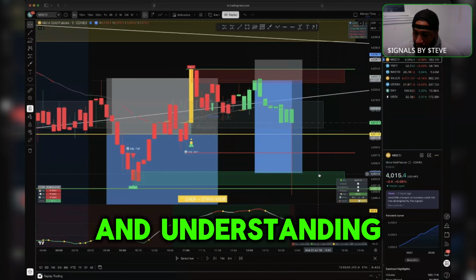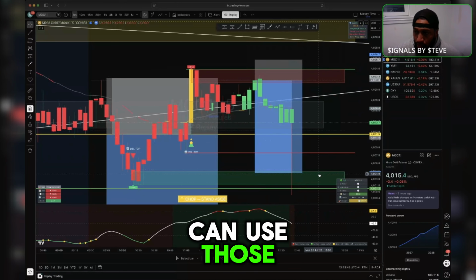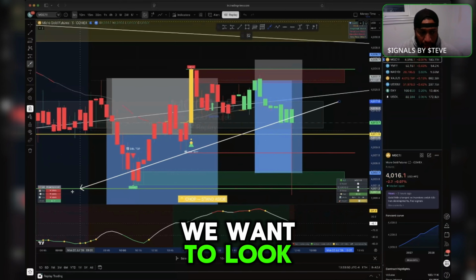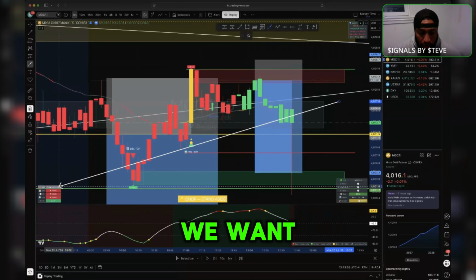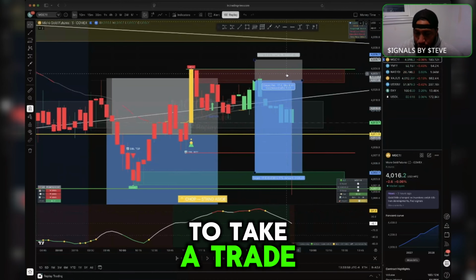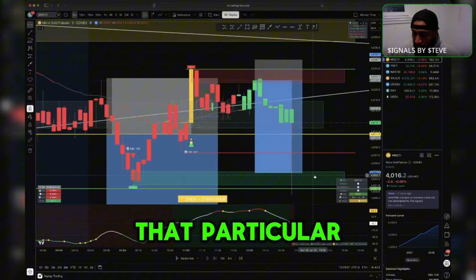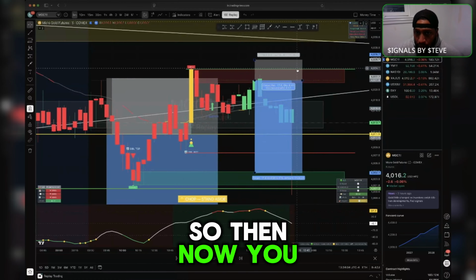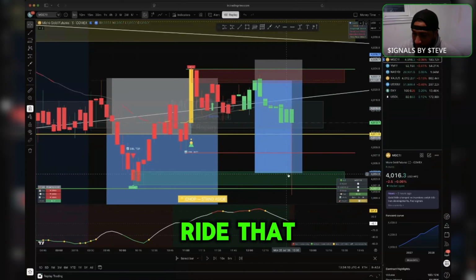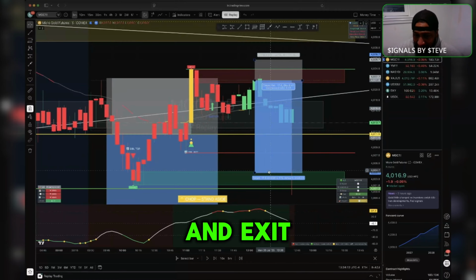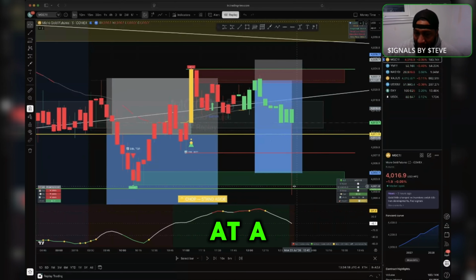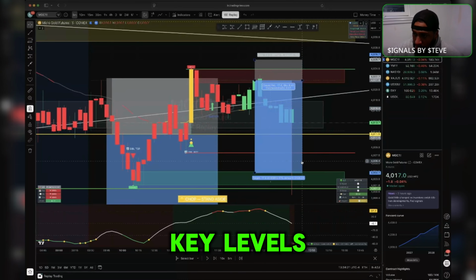Just using two boxes and understanding how you can use those when trading. Now, again, just to recap, we want to look at the overall direction. Once we identify the overall direction, then we are looking to take a trade off of that particular level. In this case, we are leaning short. So then now you want to actually take the sell off of a supply area, ride that thing on to the next level, and exit at a key level. And that is why we exit at a key level and enter off of key levels. That's very key.